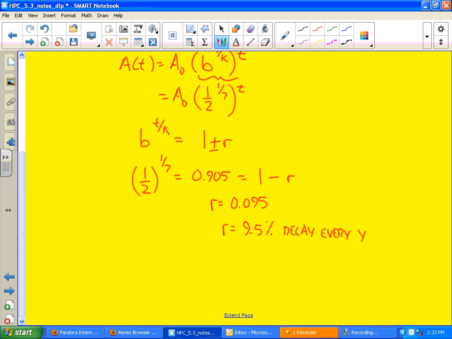And I am probably going to venture out and suggest that that is actually too big for a Twinkie. I bet it doesn't do that. I bet it's less. But anyway, there's how you're going to find your rate. It's just that B to the T over K thing.